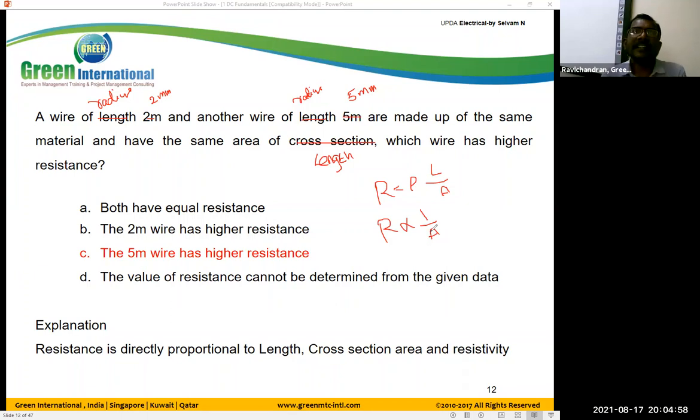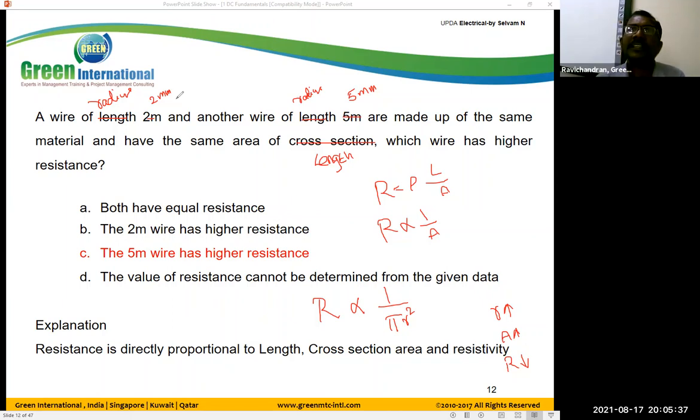That means here the wire is a cylindrical wire. It's not a square tape. So R is directly proportional to 1 by pi r square. If the radius increases, area increases. If the area increases, resistance decreases. So the wire having higher resistance is the 2 mm wire.